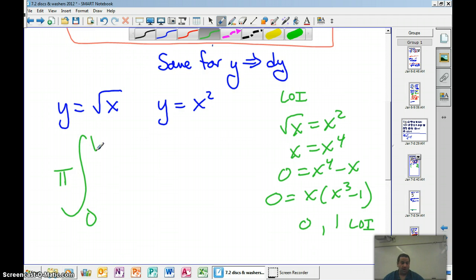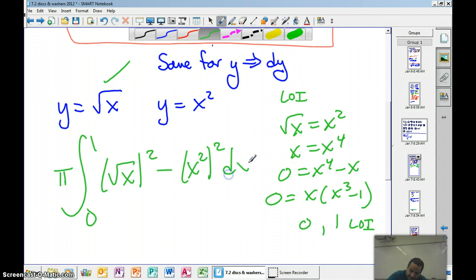Now, which one is the outer radius? Well, which one's greater? So take a number between 0 and 1. I'll take a half. If I put a half in here and a half in here, this guy is bigger. So it's going to be the square root of x squared minus x squared squared, dx.